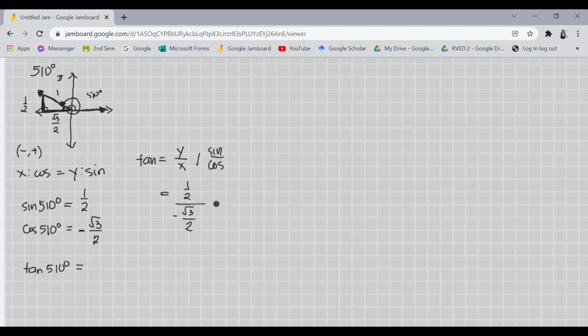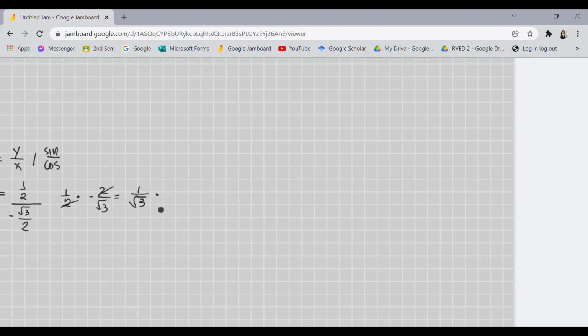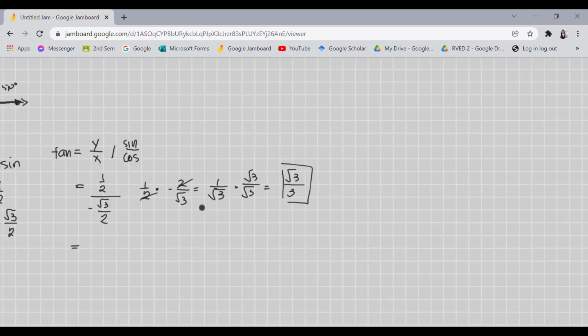And then to simplify this type of fraction, you can simply do the traditional solution: 1/2 times the reciprocal of this, negative 2 over square root of 3, and then you cancel 2. So we will be left with 1 over square root of 3, and then eliminating the radical expression in the denominator, you multiply this by square root of 3 over square root of 3. So therefore, you'll have here square root of 3 over 3. Okay, so this can be your answer. This can be your solution.